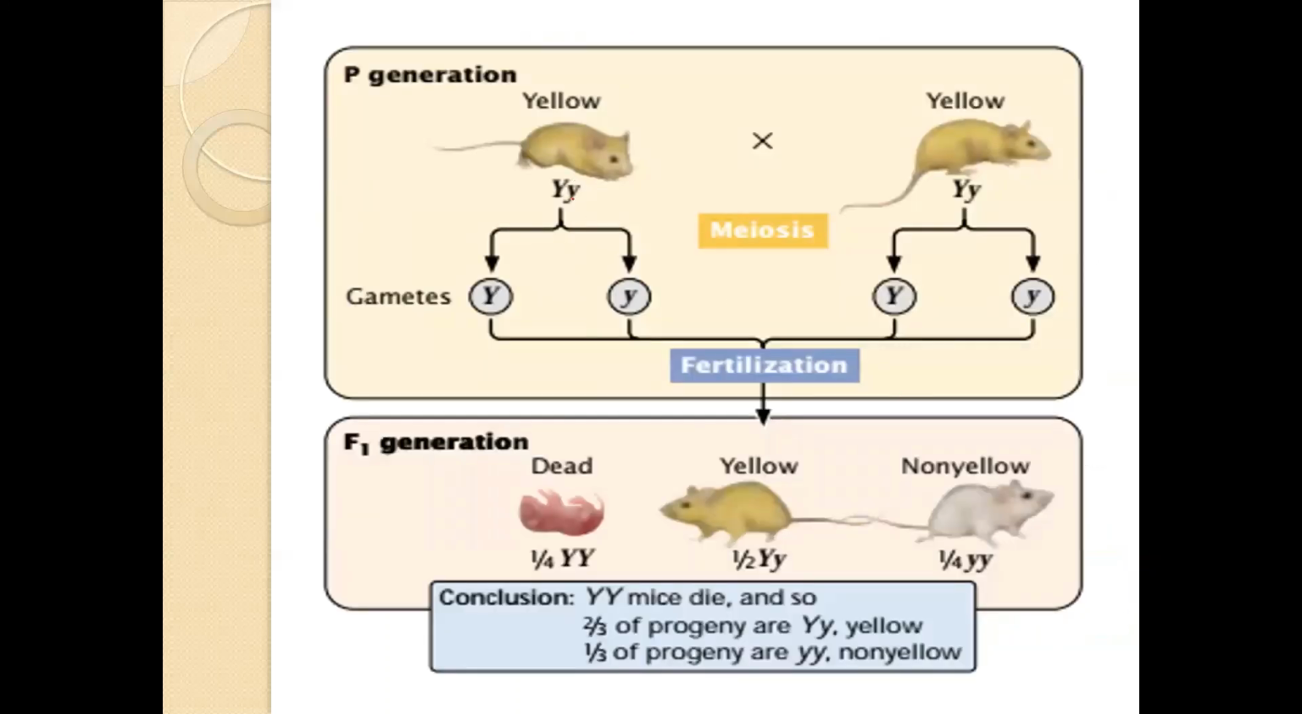So this is the particular case. Capital Y small y. When you cross, you will get capital Y capital Y, capital Y small y, and small y small y. But whenever this capital Y capital Y formation is there, that mice will die, and so 2/3 of the progeny are yellow. If a mice is not born, we cannot consider it as a progeny. So 2/3 of the progeny are yellow, and 1/3 of the progeny are non-yellow.